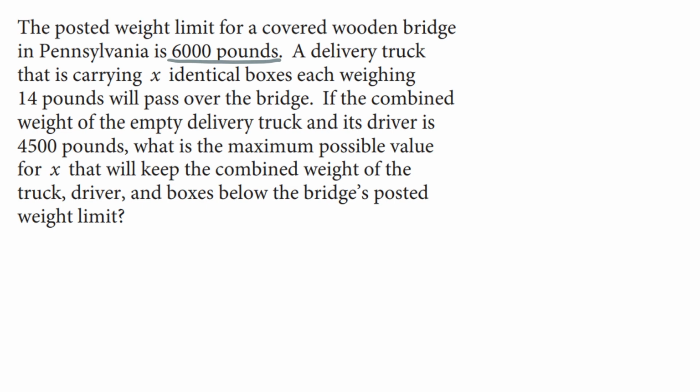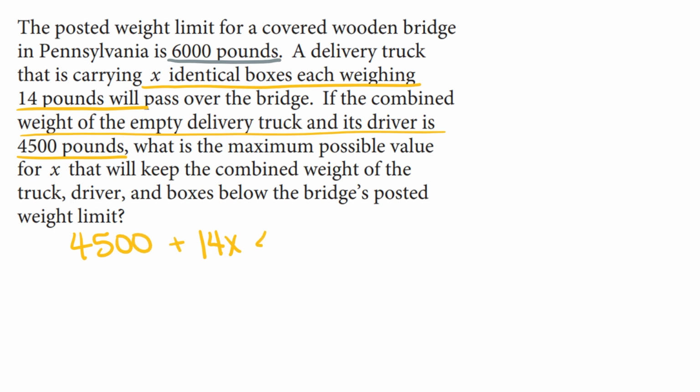So we have to make sure that our truck, driver, and boxes is less than that. So what is the maximum value for x, where x is the number of boxes? So we know that we're carrying x identical boxes, each weighing 14 pounds. So we're going to have 14 times each x somewhere here, because for every box we have to consider 14 pounds. And we know the weight of the empty delivery truck and its driver is 4,500 pounds. 4,500 pounds plus our 14x has to be less than or equal to 6,000. And we need to solve for x.